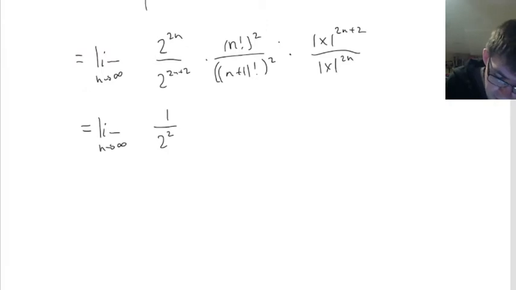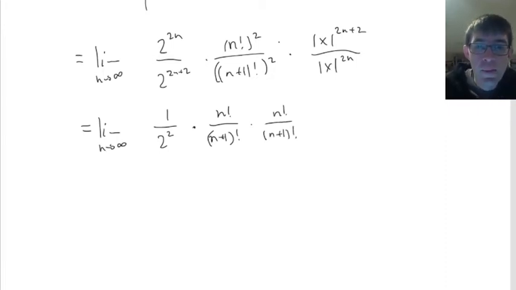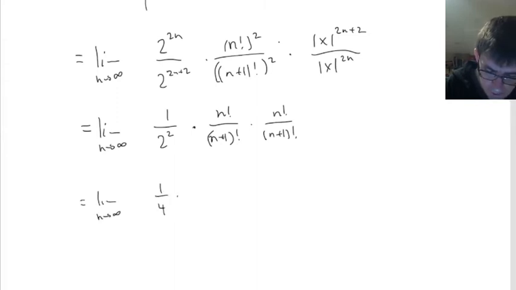Next, what about the factorials? These are squared, so I'm going to write it like this: n factorial over n plus 1 factorial, and then another one, right? This is the simplest way to see what's going on with those. And then those will simplify. Each one of those is equal to 1 over n plus 1. So maybe I'll write that as another step, even though we're not quite done. So this will be 1/4 and then 1 over n plus 1, and then another 1 over n plus 1.